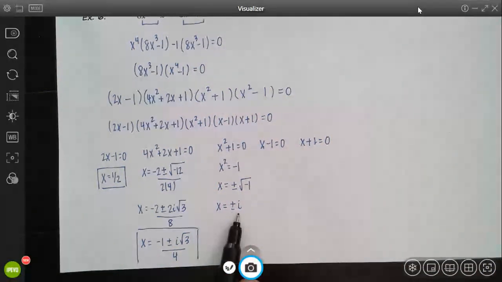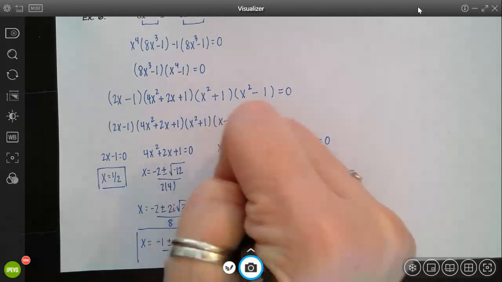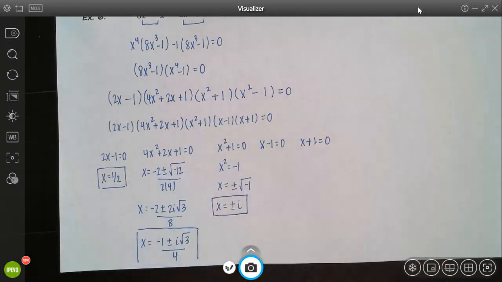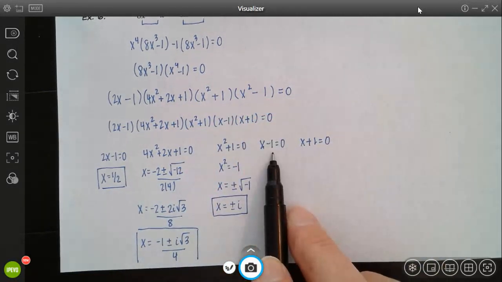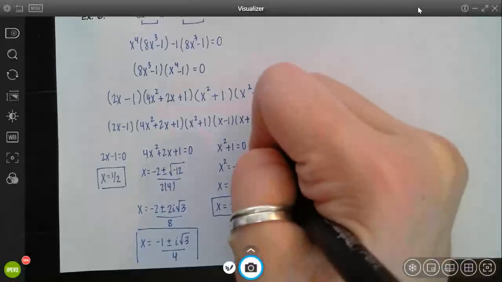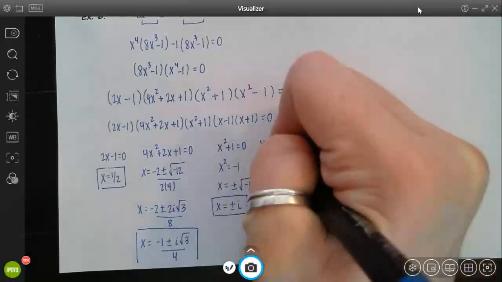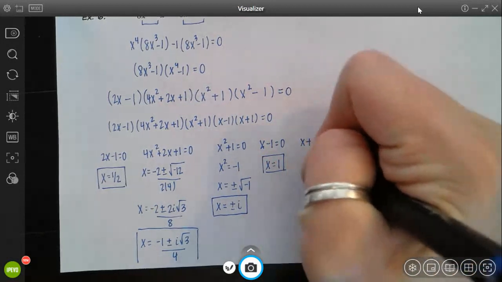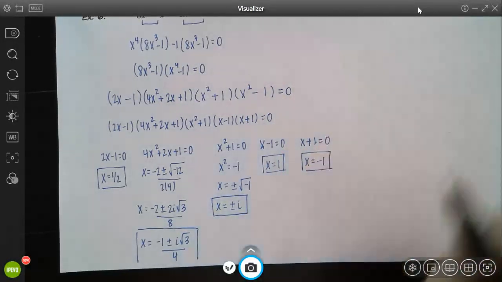And then here and here, these are going to be easy zeros. So this one's going to be an x value of +1, and then this one's going to be an x value of -1. So we can just make sure that we have all of our solutions. We have one real, we've got two imaginary, so that's 3 altogether. We've got two more imaginary, so that's going to be 5 altogether, and then 6 and 7.